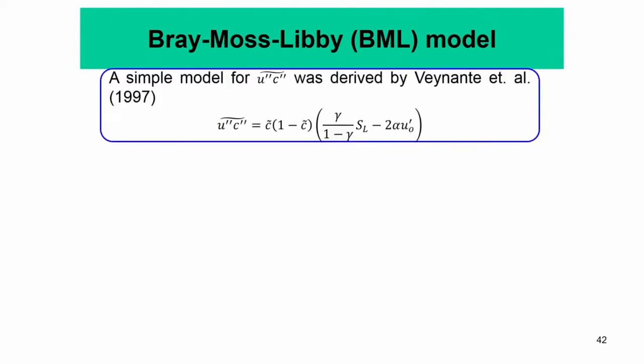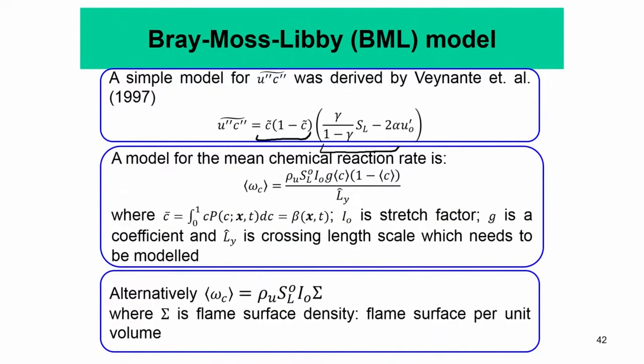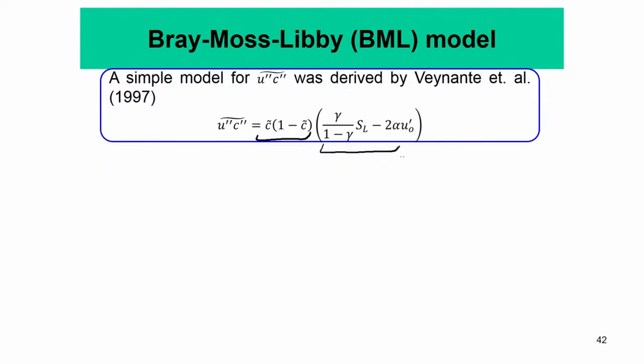The other problem, of course, is the closure of this u prime c prime, and it was closed in this manner. So this C tilde times (1 minus C tilde) term stayed, and this essentially contains the gas expansion as well as the turbulent mixing in this form. This was closed by Veynante, and this was the form that was taken. The form proposed by Veynante was used to close this unclosed term, and this appeared to be a good model to tackle this counter gradient diffusion problem.